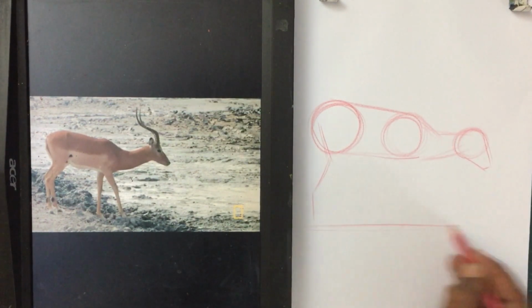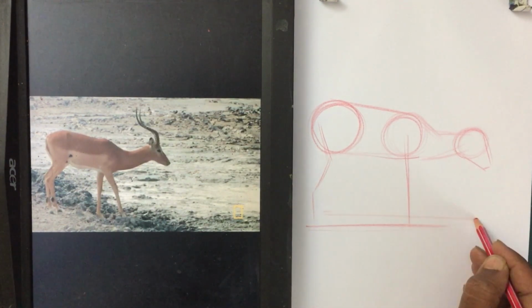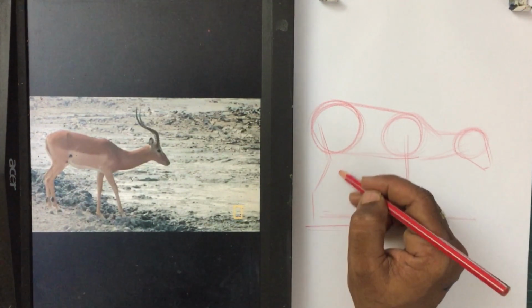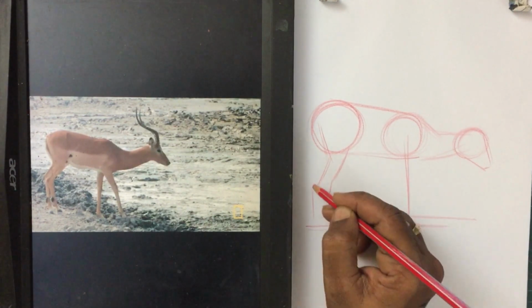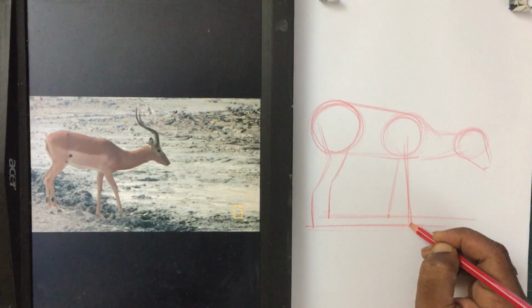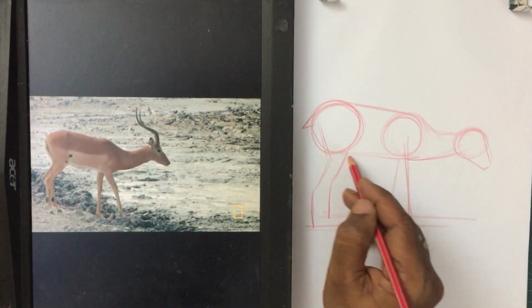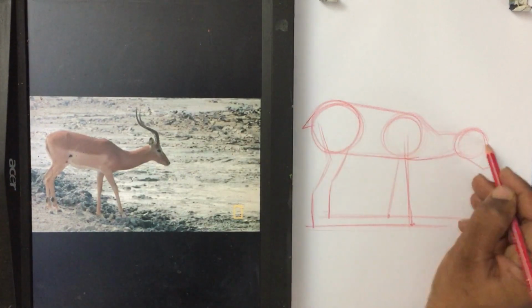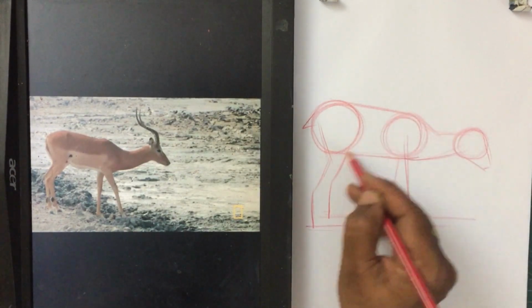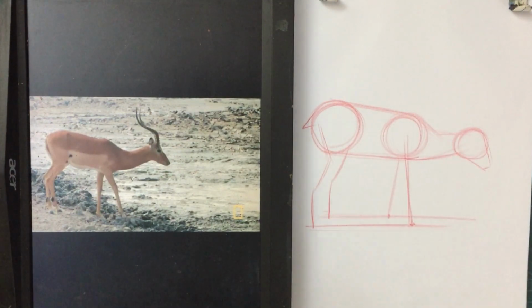From here, the first line is the first front leg, this is the back leg. From the back leg, this line is coming like this. This leg is coming like this, and the front leg is coming like this. So first make the basic head, torso, pelvis, and join this. This is the first basic.